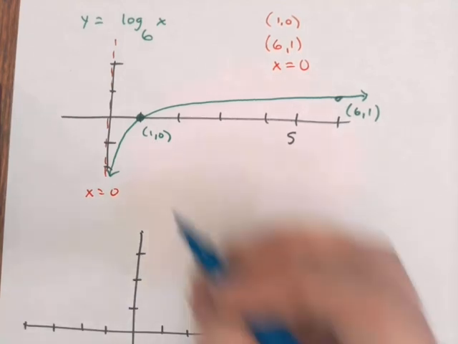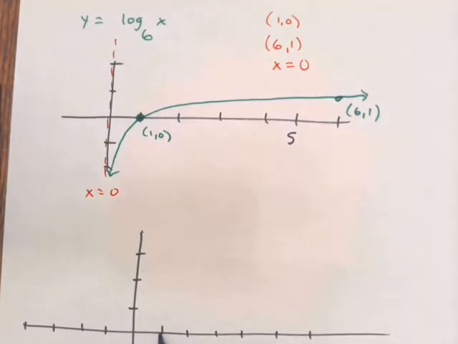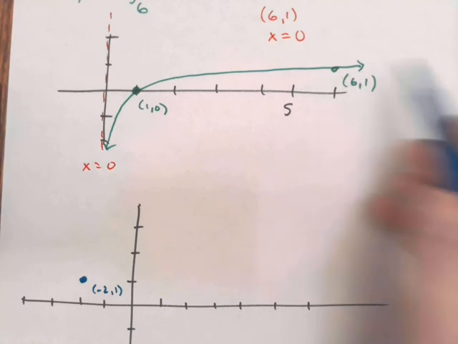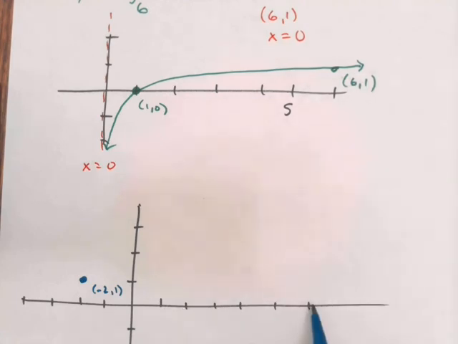So first, let me take the point 1, 0. That would be here. I'm going to go left 3 and up 1. So that would be the point negative 2, 1. Need to take the point 6, 1. And I need to go left 3 and then up 1. So that would be the point 3, 3.